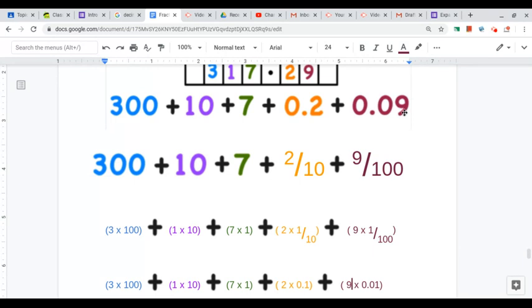0.09, we read that as 9/100. We read this as 9/100. 9 times 1/100, or 9 times 0.01 as a decimal. And that's how we would go through and work on those different parts. Okay, great job. And I will do a live action version of this in a minute.